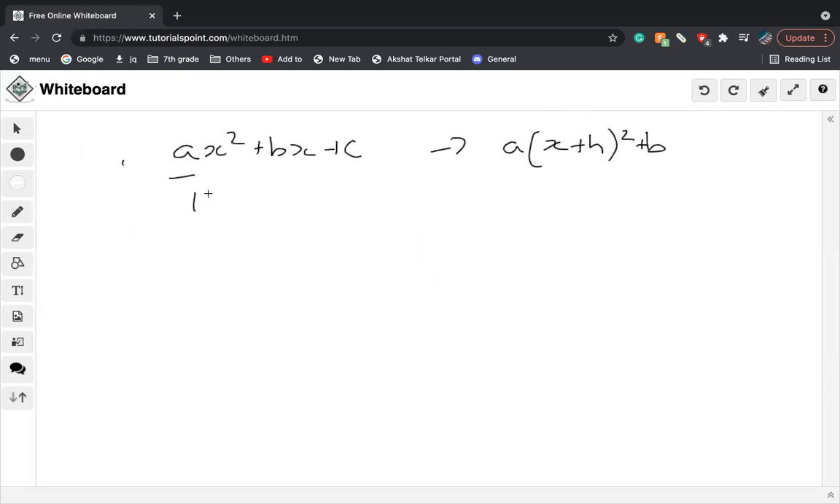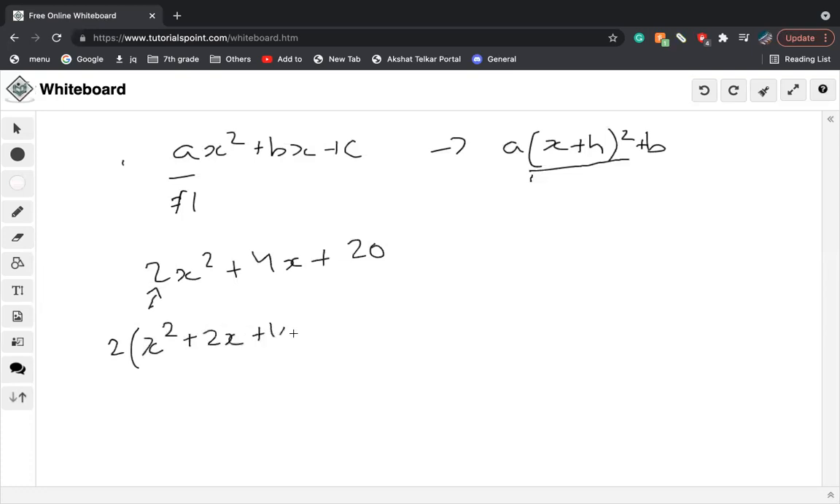So let's go about this. This is not 1, right? So let's look at this: 2x squared plus 4x plus 20. When you're looking at one that's not 1, you're going to be a bit confused. How do I factor this out, especially as a perfect square? Notice that this 2 right here is factorable out of this equation. So if I take 2 out here, you'll get x squared plus 2x and then plus a 10, right?